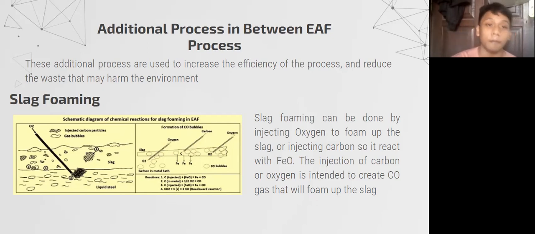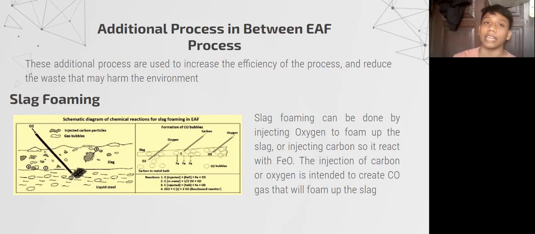Moving on, we will first see additional processes that happen between the main electric arc furnace processes. As we know, the main processes are charging, melting, refining, and then deslagging and tapping. But there are some processes that occur in between those that help increase the efficiency of the process and reduce the waste that may harm the environment. Our main concern here is slag foaming. What is slag foaming?